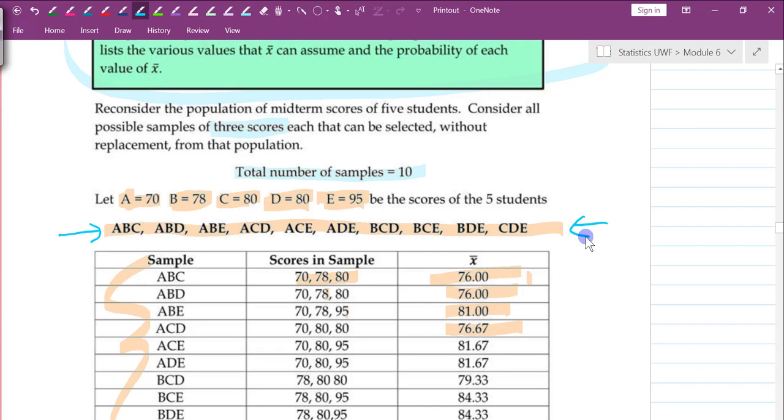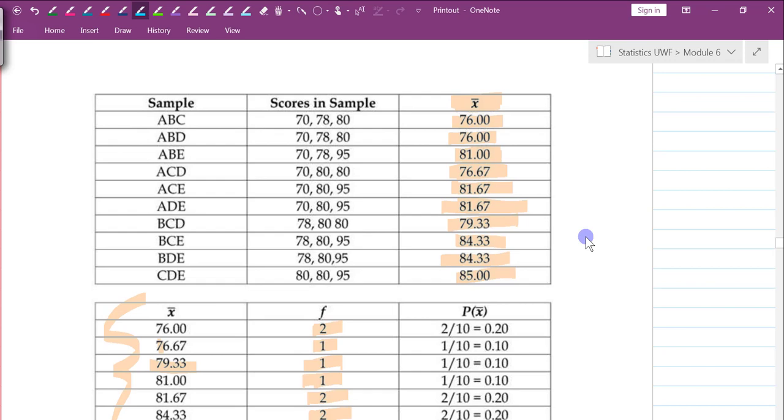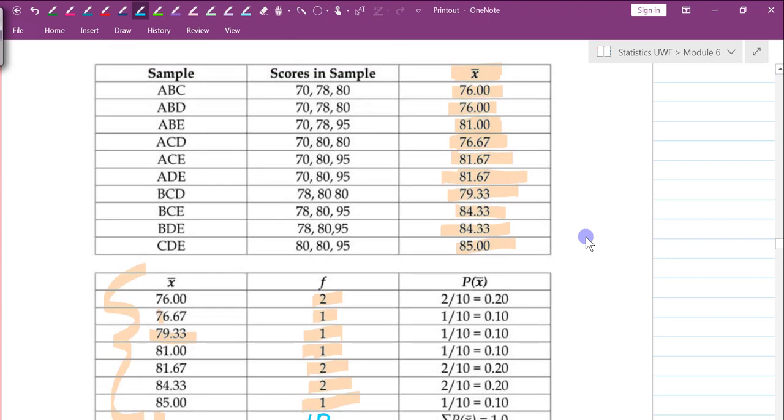And now what's the probability of each event happening? The probability of each event happening is going to be the frequency divided by the total number of possible outcomes. So 76 occurred twice, so the probability of randomly selecting 3 students and finding out that their average score was 76 is 0.2. So 20% of the time I could randomly select 3 students and find out that their average score was 76.